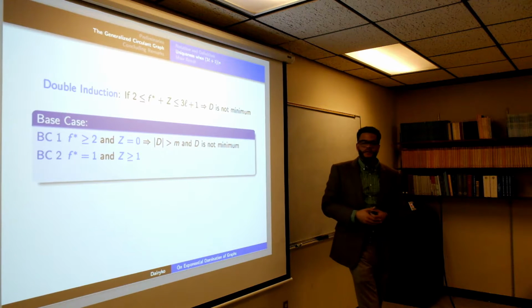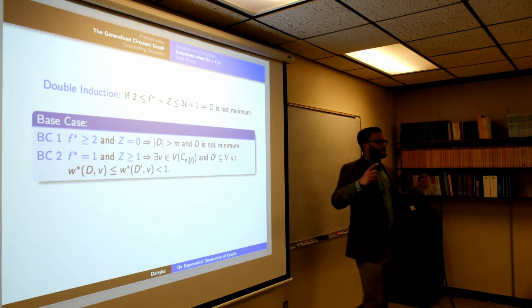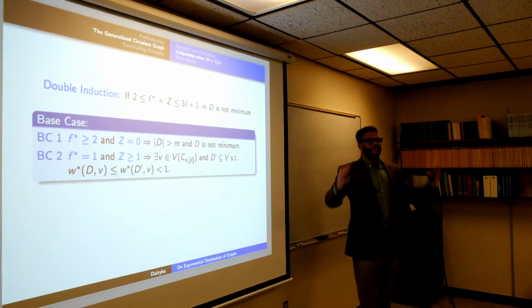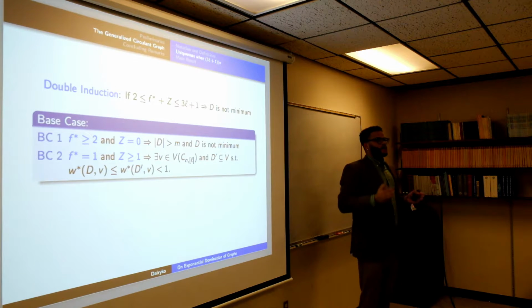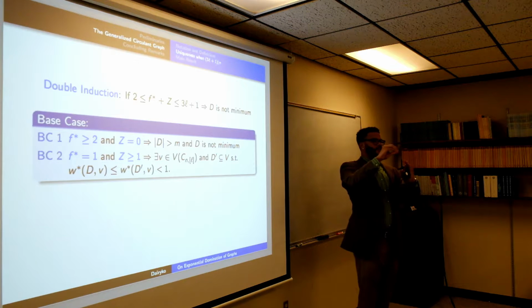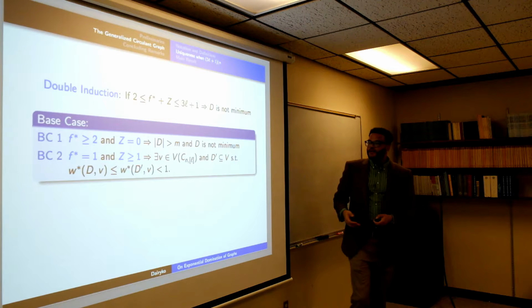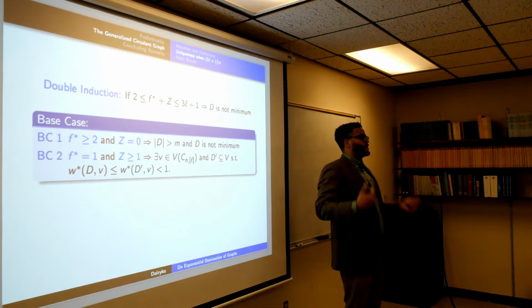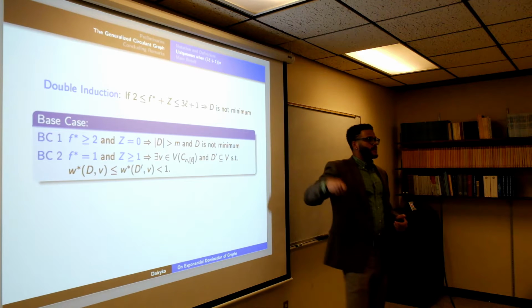In the case where f star is equal to 1 and z is greater than or equal to 1, that means I have at least one interval that contains no dominating vertices. So what I do here is I choose one of those vertices, I maximize the weight that D can send to that particular vertex, and I show that it doesn't receive sufficient weight. So with the maximization, if that doesn't receive sufficient weight, then with my original set D, it can't give sufficient weight either. So in this case, D couldn't even be a porous exponential domination set to begin with. Okay? So I showed that D was not minimum for base case 1 and base case 2.